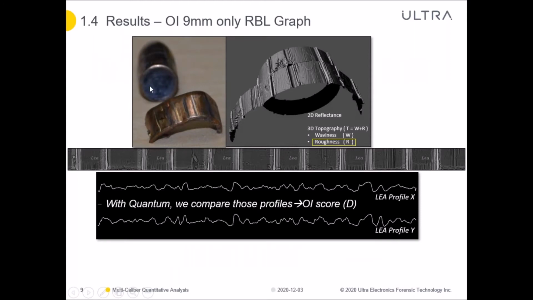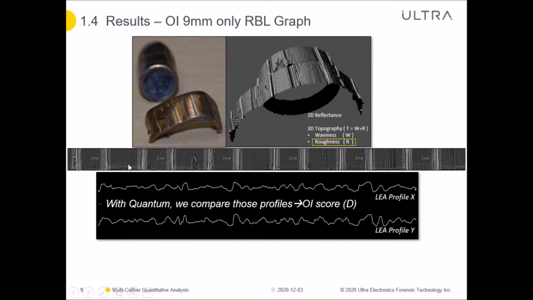Whether we have a pristine bullet like this one or damage or fragment, we always provide two sets of information. The first one is the 2D information that we call the reflectance. The second one is the 3D information that we call topography, that we split, as we said, in two levels of resolution: waviness, but more importantly, the roughness that contains the relevant correlation information.